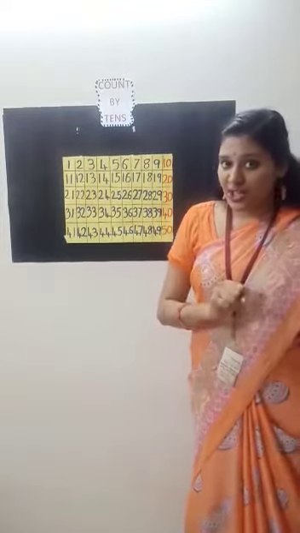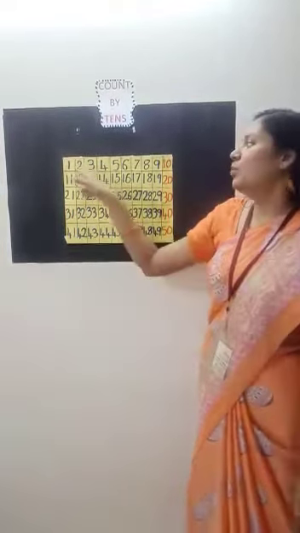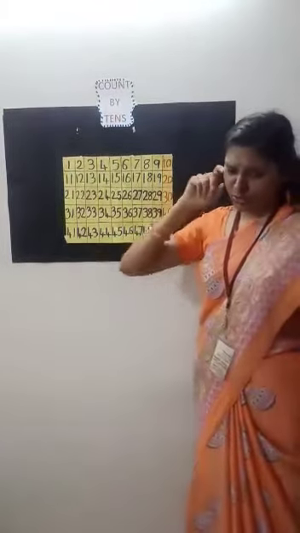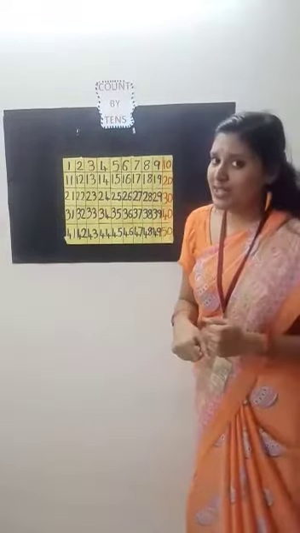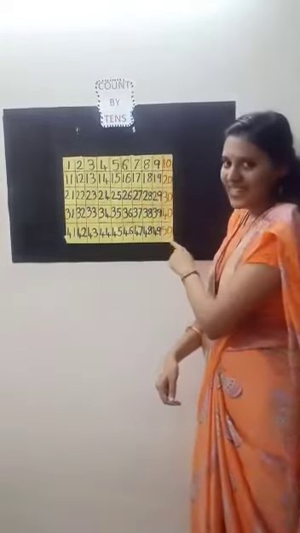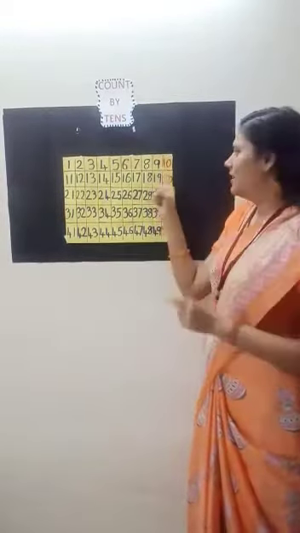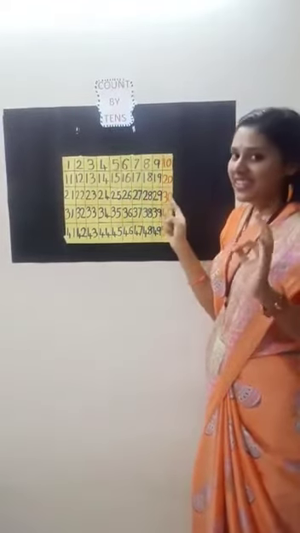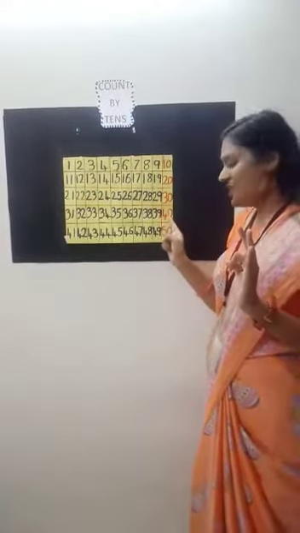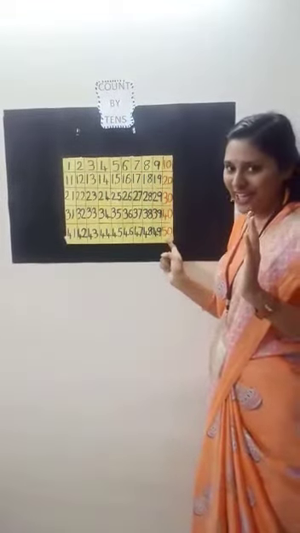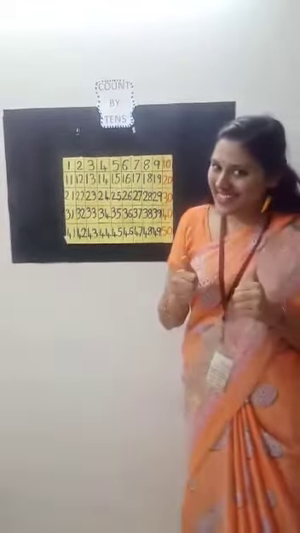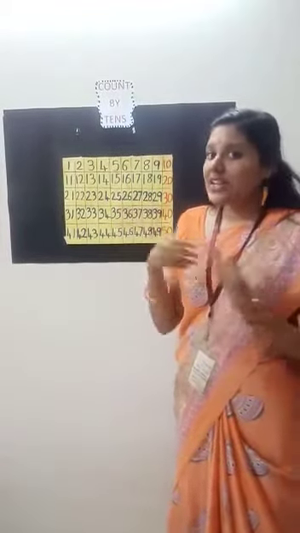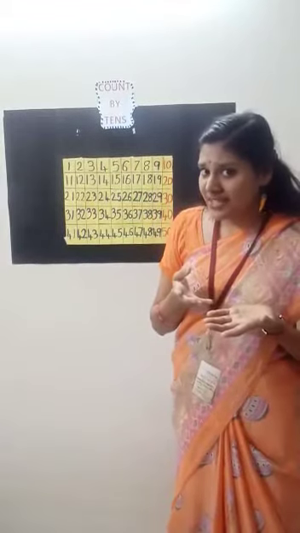Now tell me, which one is easy for you? Counting from 1, 2, 3, 4, 5, 6 is so boring, no? So which one is easy? Counting like this, no? Repeat. 10, 20, 30, 40, 50. Very good. Well said. Now you saw with the numbers. Shall we see with the pictures?